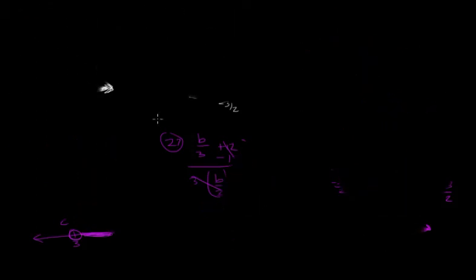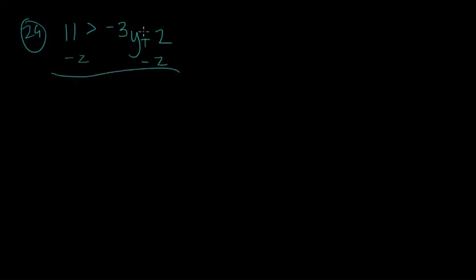Okay. Let's take up a lot of space, and let's go blue. All right. So, 29. 11 is greater than -3y plus 2. Subtract 2 on both sides, please. Those cancel out. -3y less than 11 minus 2. That's going to be 9.